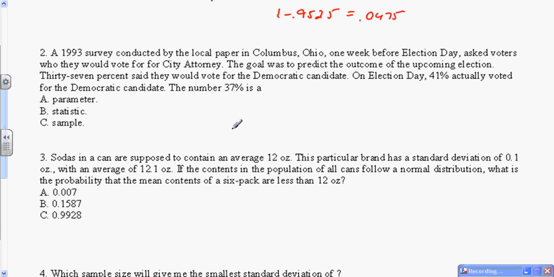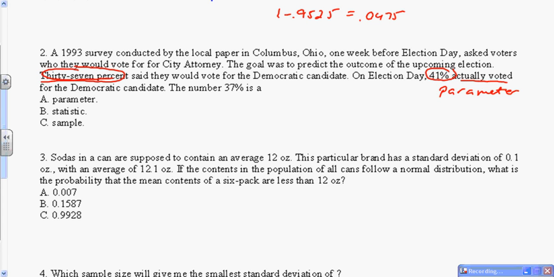A 1993 survey conducted by a local paper one week before an election asked voters who they would vote for city attorney. The goal was to predict the outcome of the election. 37% said they would vote for the Democratic candidate. On election day, 41% actually voted for the candidate. This is the actual result. So 41% is not a statistic, that's the result of the election. That is the answer, the truth. So that's considered a parameter.